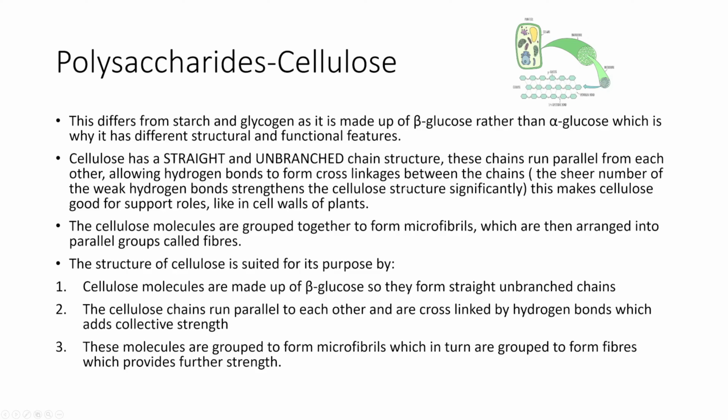They're straight and unbranched, so they run parallel to each other, and because of this, it allows cross linkages. You can see these little dotted lines between the parallel beta glucose chains, or cellulose chains. Now these cross linkages are hydrogen bonds. Hydrogen bonds alone are very weak, however the sheer number of the weak hydrogen bonds significantly strengthens the cellulose, which also gives it a good role in mechanical strength. So this makes the cellulose good for support roles, like in the cell wall of plants.